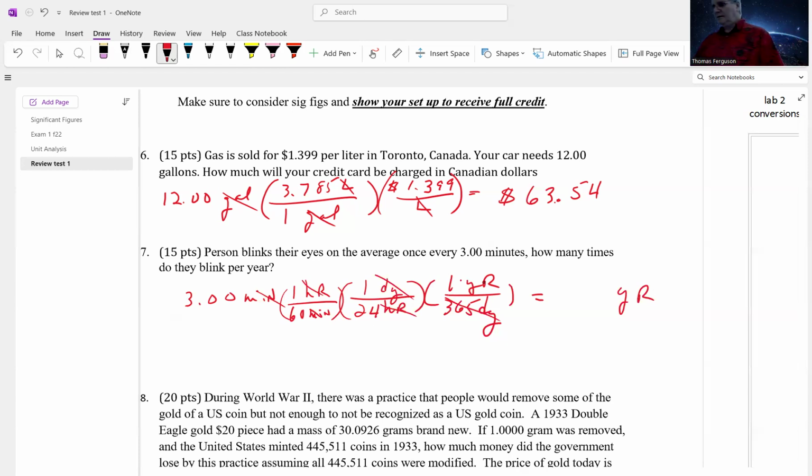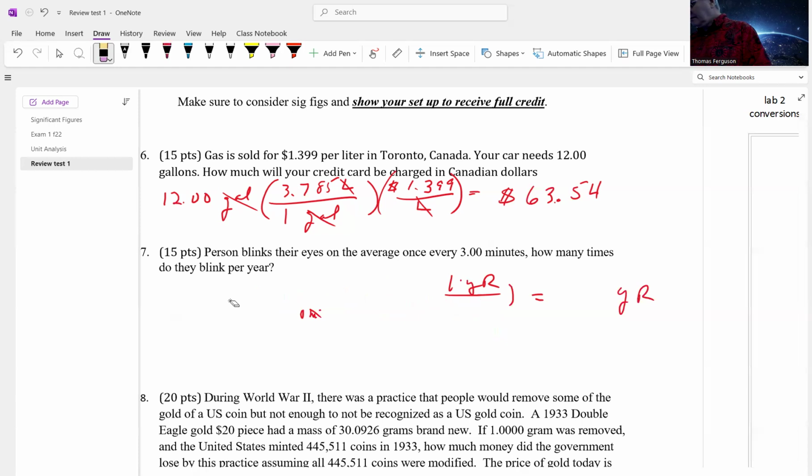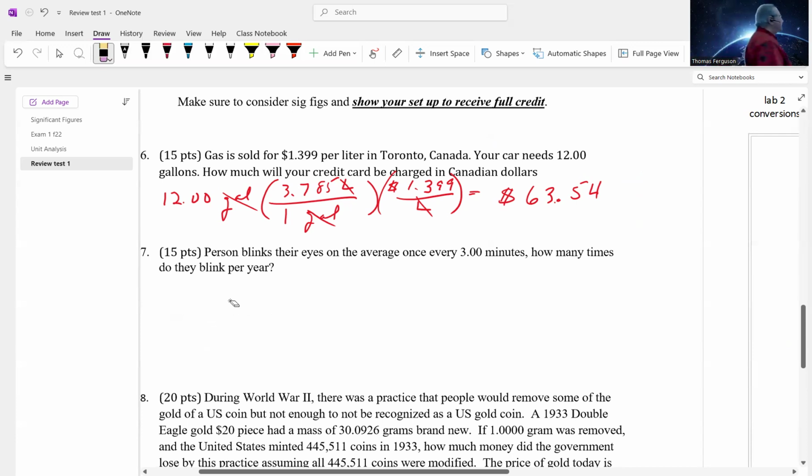So blinks need to come into play there. And using this process, our units don't give us blinks, it gives us years, and that process is not going to work. What can we use to start with that has blinks in it? Yeah, let's do a fraction then.